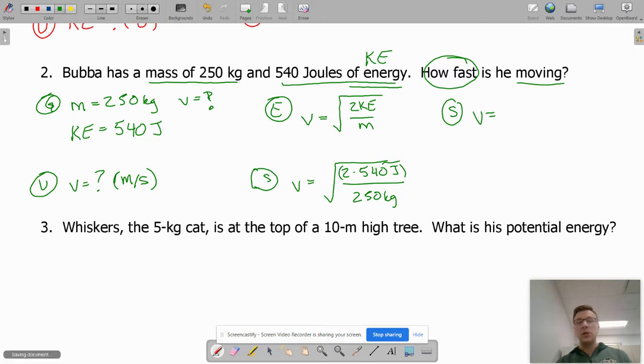And then there should be a button that allows you to just insert your previous answer. If you're not sure how to do that, I'll show you in class. Or you can just do square root of 4.32. And you should get 2.08 when we round, 2.08 meters per second.